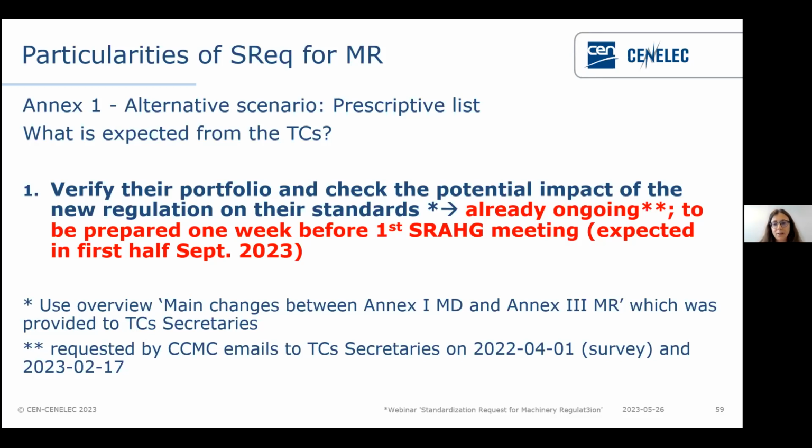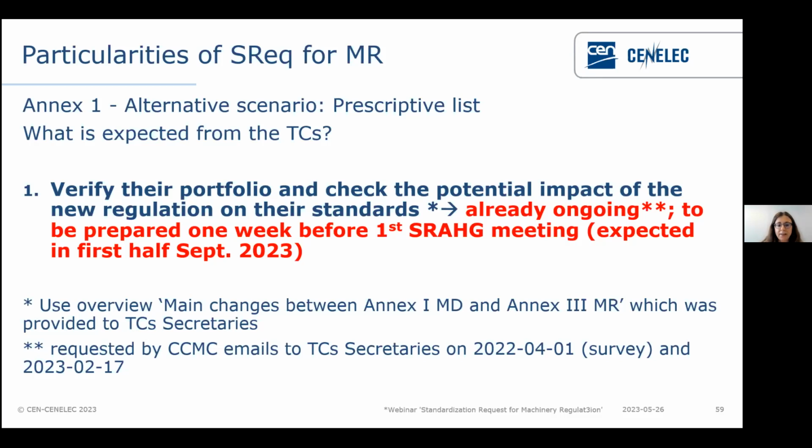And after it is adopted by the Commission again, it's a quite heavy process to change the elements of the standardization request. So this element that you can see here is the same as in case of the scenario of having a thematic list. So this is about the need to verify the standards and check what is the impact of the new essential requirements or of the changes in the existing essential requirements on your standards.